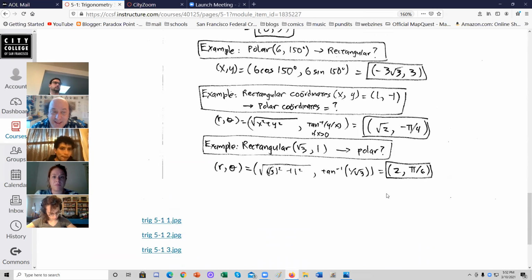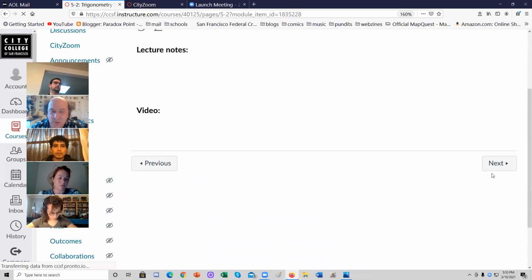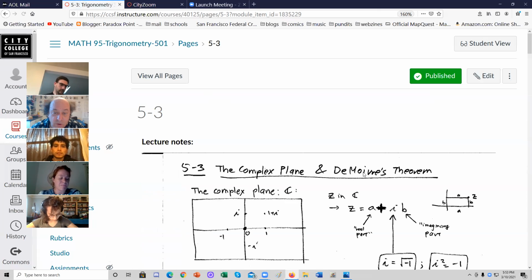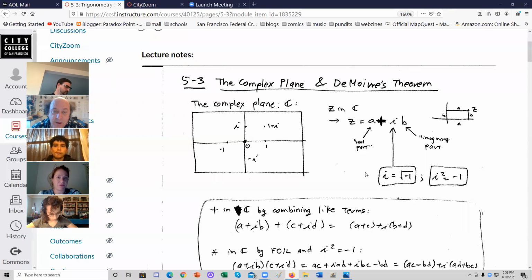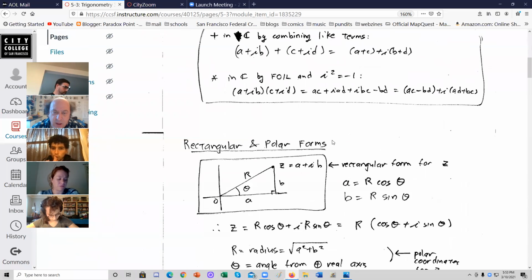Well, that's it for this. I would be going onwards to the next. The next one is section 2, which is an extra credit, and I didn't make up notes for it yet. Section 3 goes over the complex plane and De Moivre's theorem. I think we've seen complex numbers before, right? Well, if not, we'll go over that slowly, take our time.